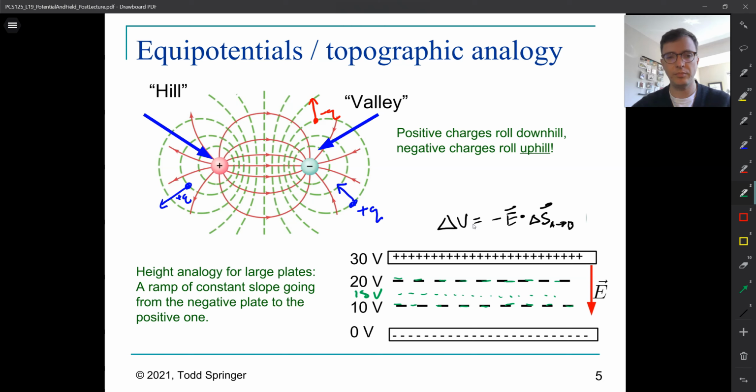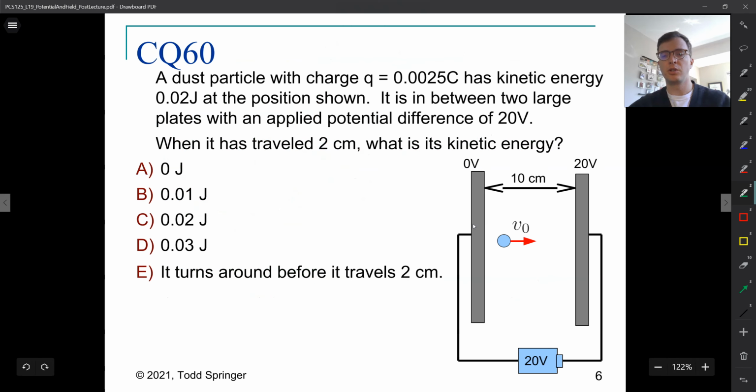Okay. There's a lot of problems that show up when you have charged plates, and these kinds of problems show up a lot in solid state physics, especially when you're considering like the photoelectric effect, which is something that will come in future classes. So here's an example of that kind of problem. A dust particle with a certain charge, you know what it is. It has 0.2 joules of kinetic energy at the position shown. It's between two large plates with an applied potential difference of 20 volts.